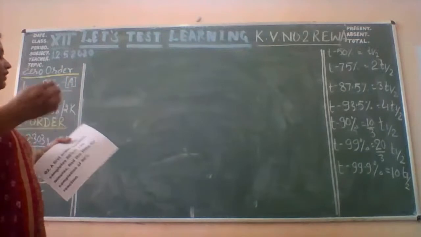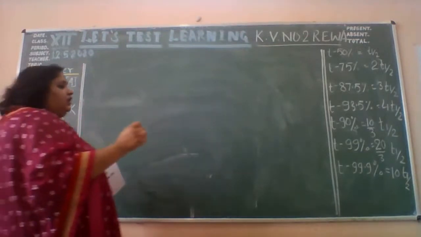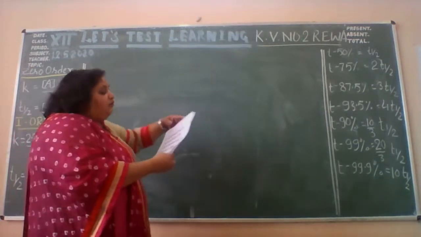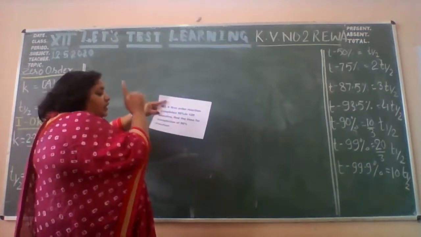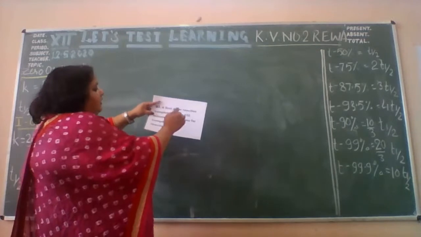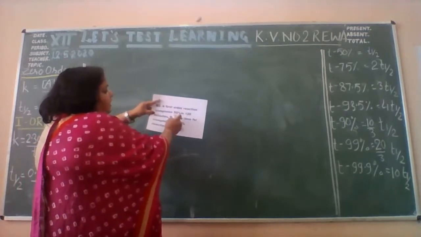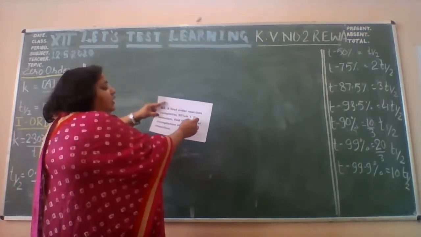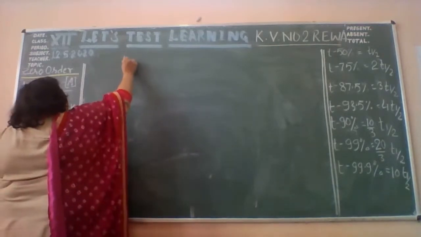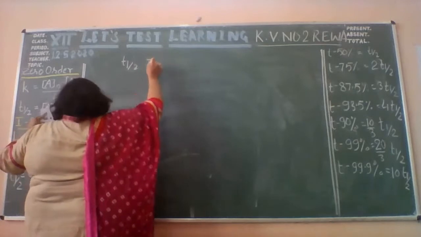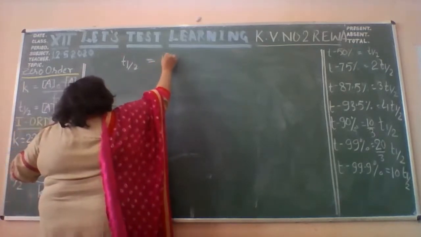What are the things given here? Whenever you solve any question, the very important clue comes from the given quantities. What is given here? A reaction completes 50% in 120 minutes. This is the definition of the T half. T half is equal to 120 minutes.